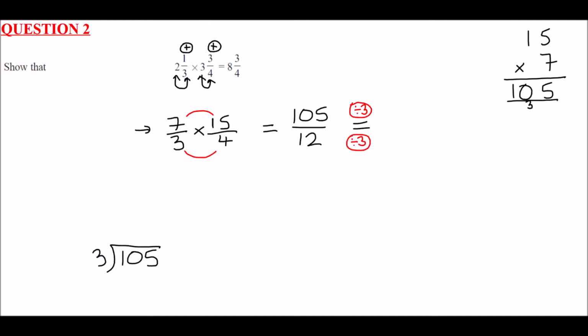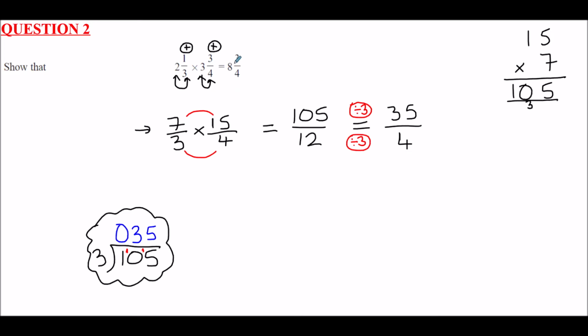Can 3 fit into 1? Obviously not, so that 1 is left over as a remainder. So the 0 is now 10. 3 does fit into 10 3 times. 3 times 3 is 9, which is still 1 away from 10, so again our remainder is 1. And 3 into 15 goes 5 exactly, so there's no remainder. So 105 divided by 3 is 35. So 105 over 12 is the same as 35 over 4, by dividing both top and bottom by 3.